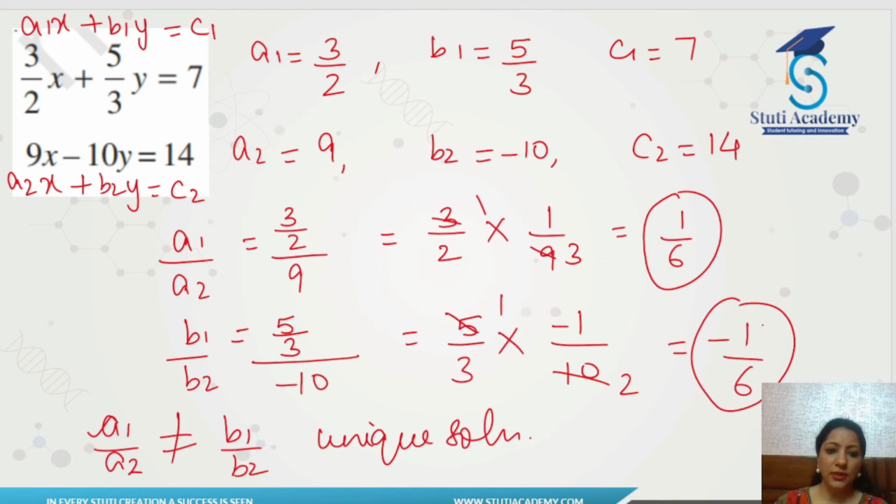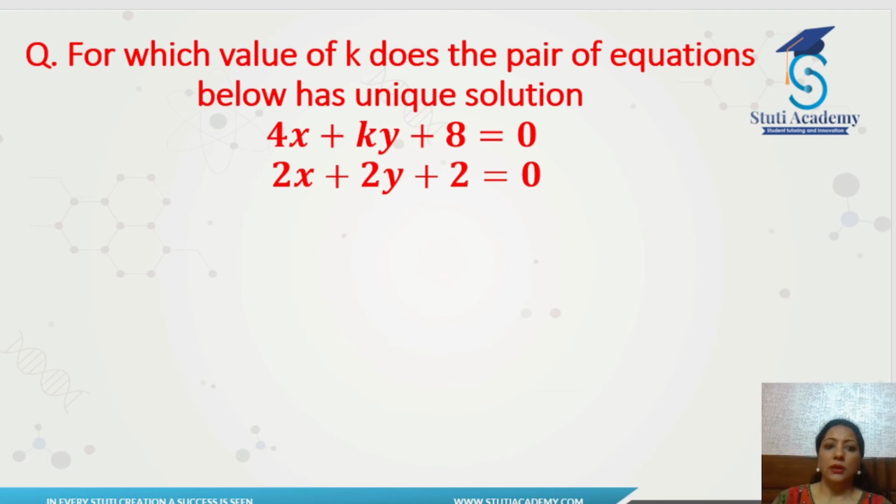Now let us discuss something different here. For which value of k does the pair of equations below have a unique solution? So here we don't know one of the coefficients. Like the coefficient of y is unknown to us. We have to solve for that, and we have to solve it in such a way that this set of equations has a unique solution.